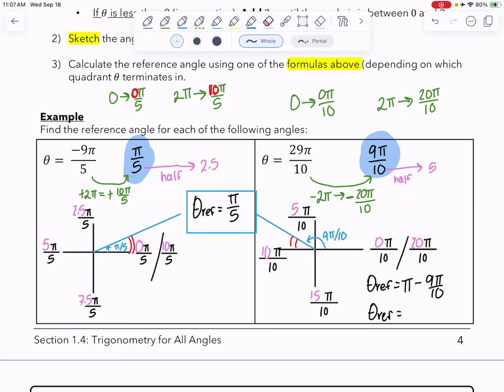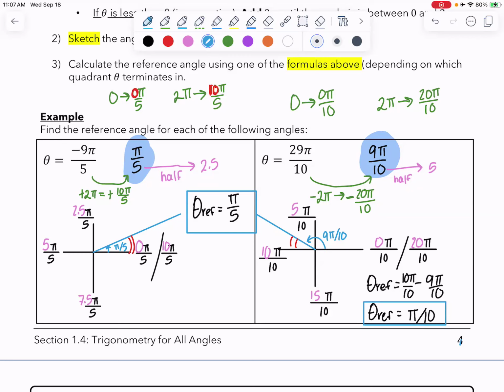And instead of pi, I'm going to replace pi with 10 pi over 10, because that's equal to pi. And then we can just do 10 minus 9 is 1. So pi over 10 is our reference angle. Pi over 10. Boom. And there you go.